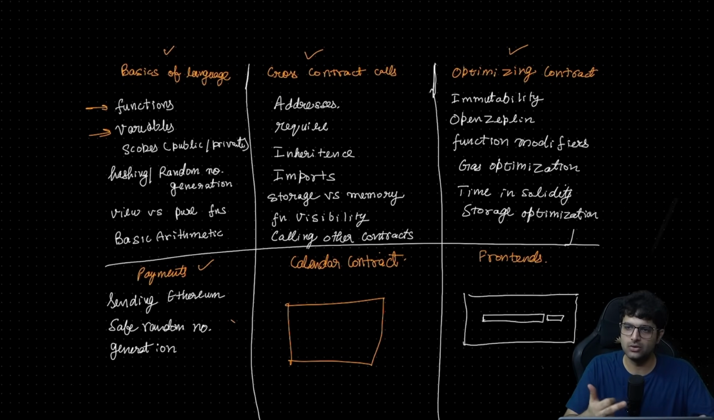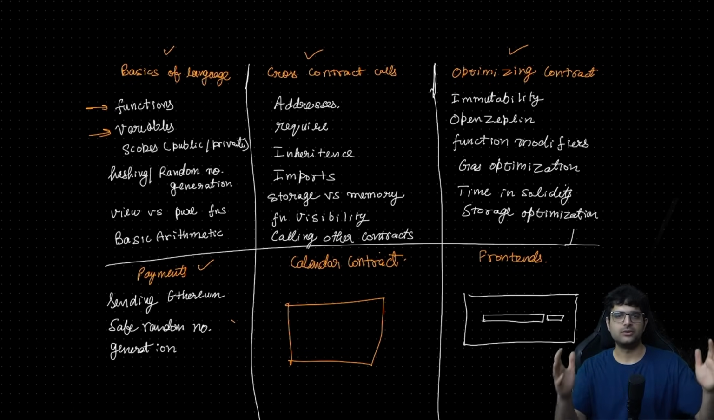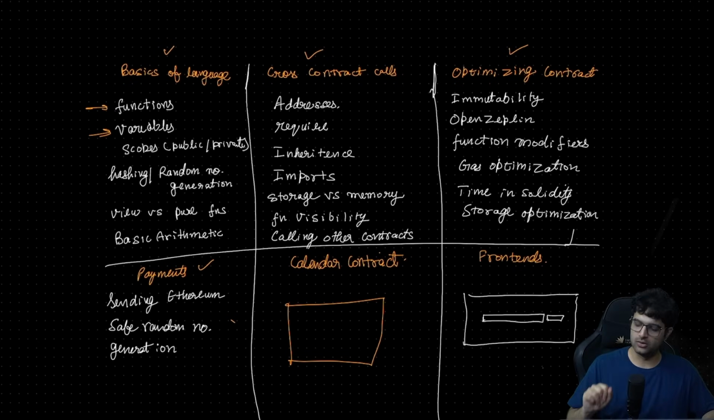So you don't need AWS, you don't need GCP. There is a network out there and you simply interact with the network, do function calls there. Cool. That is going to be the high level structure. Let's get into module 1, which is the basics of the language.